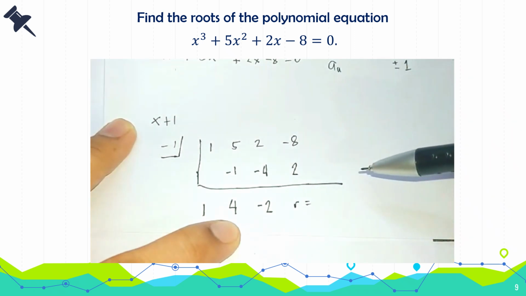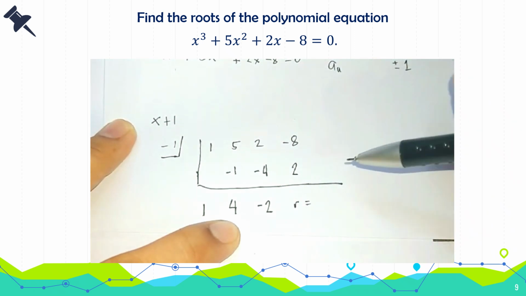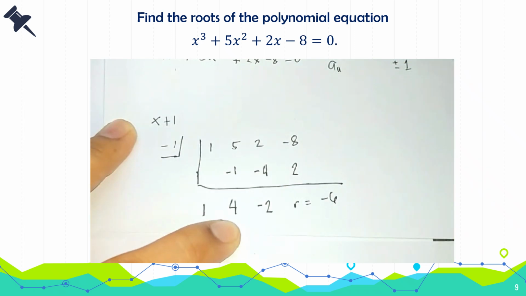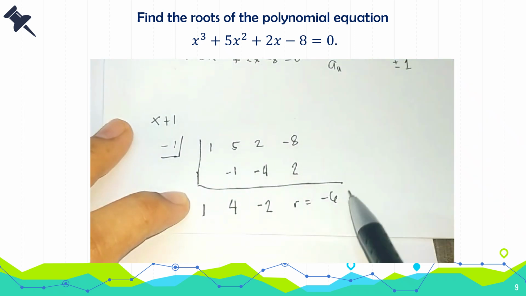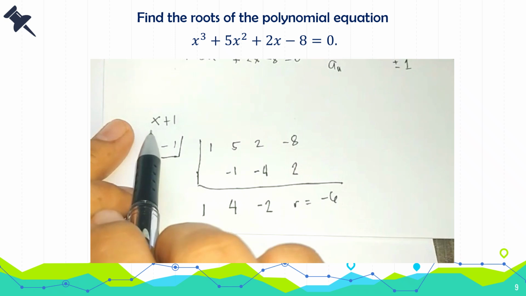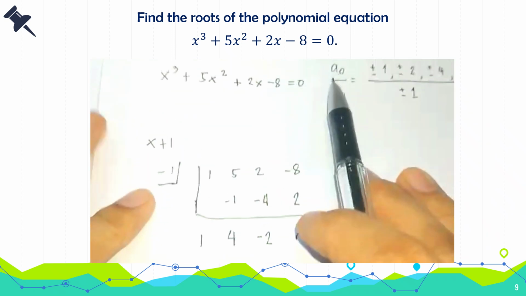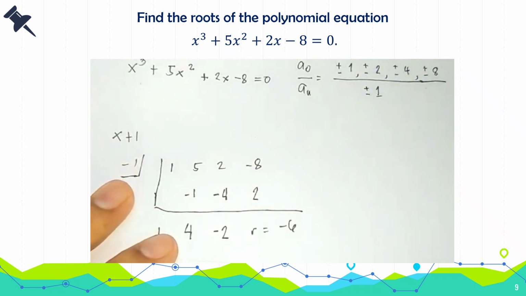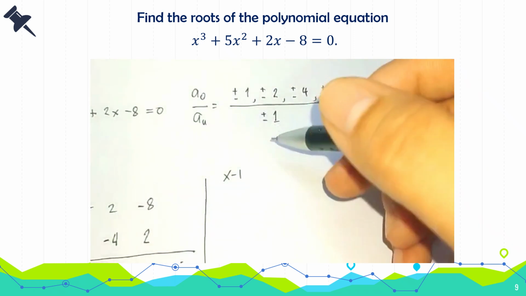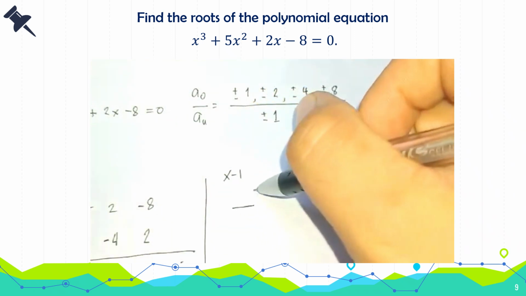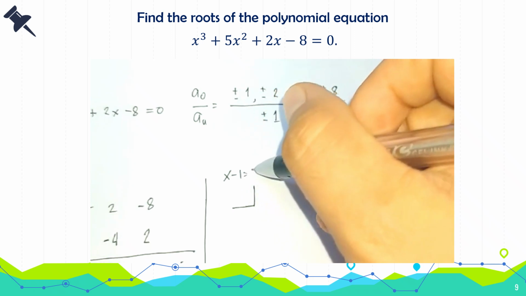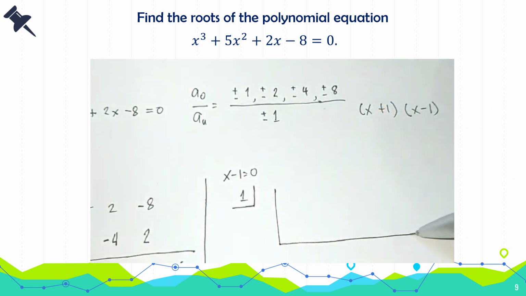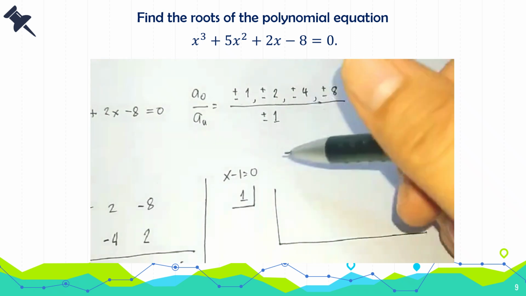So this will be our remainder. Our remainder here is negative 6. Since we have a remainder, our x plus 1 is not a factor of this polynomial. Now let's try the x minus 1. Let's try the x minus 1 using the synthetic division. So this will give us positive 1. Now let's list all the coefficients with the constant.